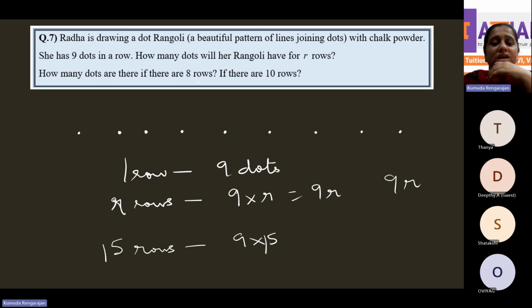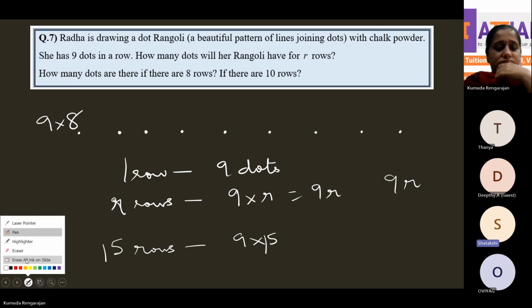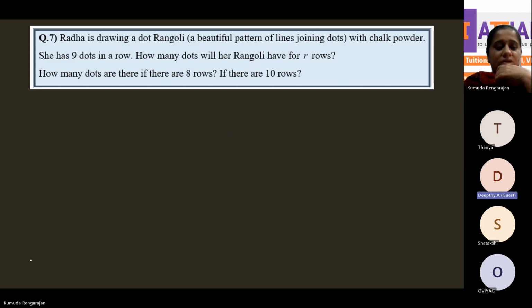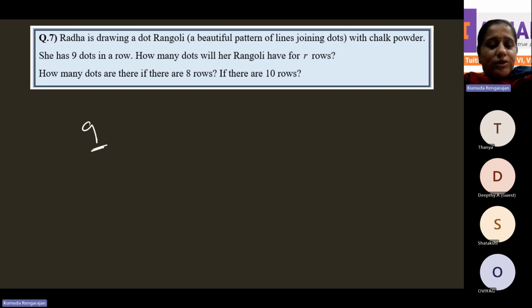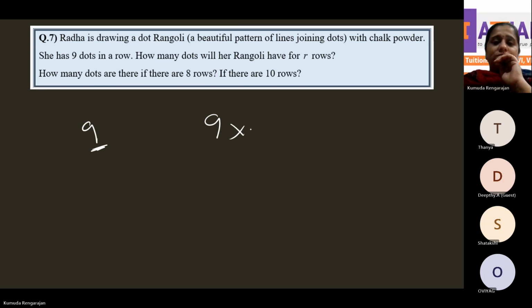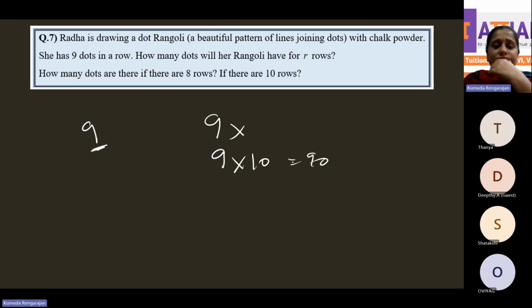So how many dots are there? If there are 8 rows, 8 rows means 9 into 8, correct? And if there are 10 rows, 9 into 10. The constant, you put it in the front. Whatever is fixed, put that in the front. 9 dots is fixed, so 9 into something you write. Both are the same. Whatever is that fixed thing, there are 9 dots in a row. Put that 9 first. So 9 into 10, 90 dots.